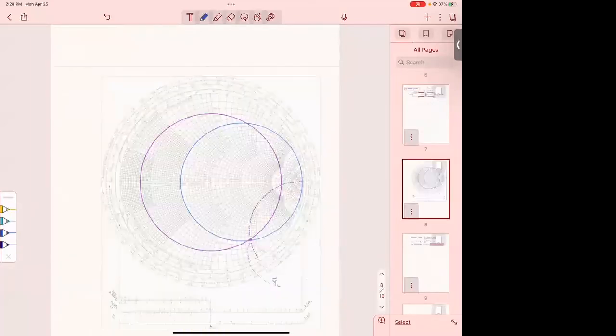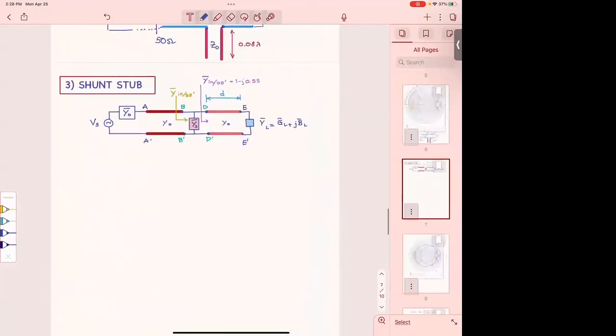Paste. All right. So what we need to remember, let me write here first. 1. Y naught is 1 over Z naught. All right. Number 2. YL is 1 over ZL. So in fact, here also, Y naught normalized is equal to 1 is equal to Z naught normalized.